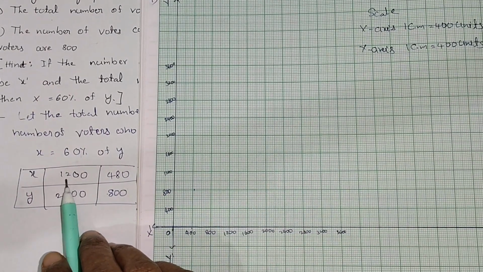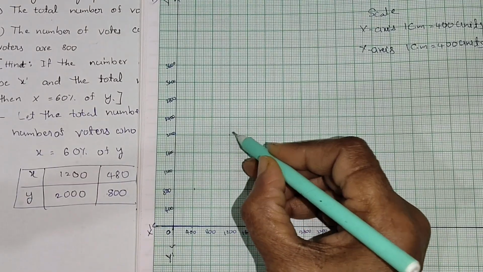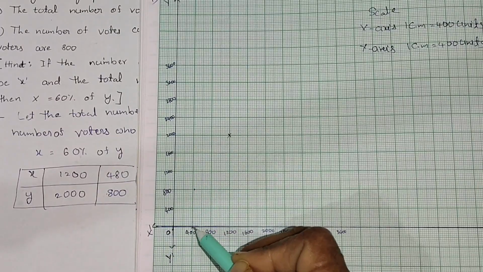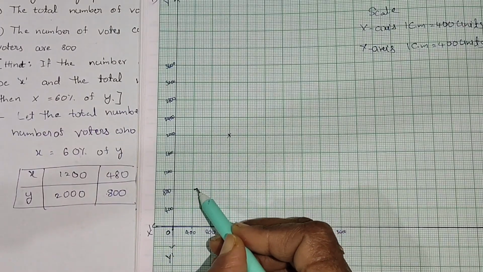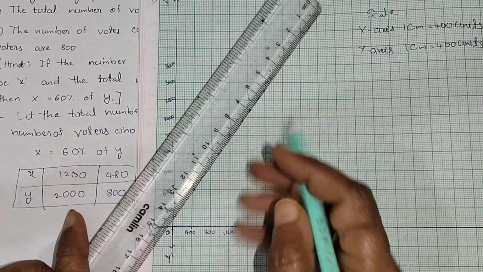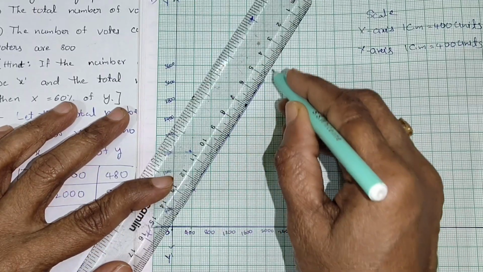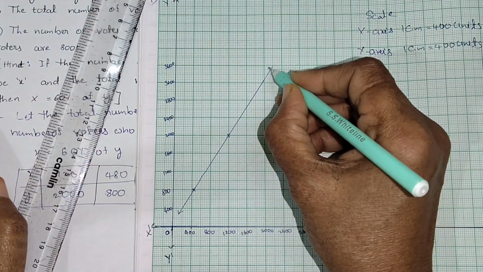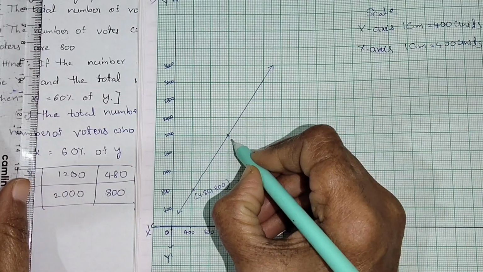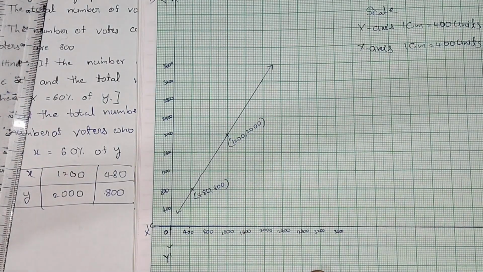Now the first point is 1200 comma 2000. On the x-axis 1200, on the y-axis 2000. So this is the point. The next one is 480 comma 800. On the x-axis 480, on the y-axis 800. So this is the point. Join these two points. This is the line. Here 480 comma 800 is the first point, and 1200 comma 2000 is the second point. So this is the first diagram.